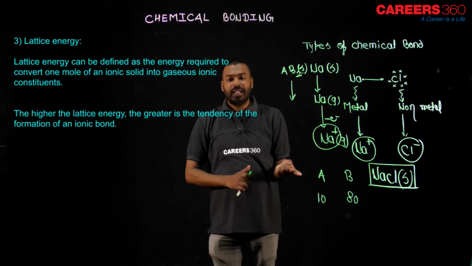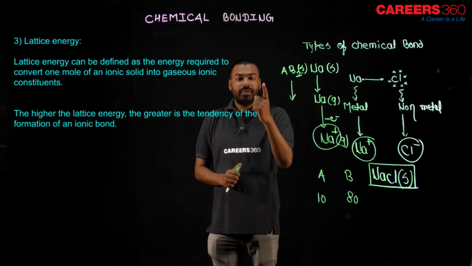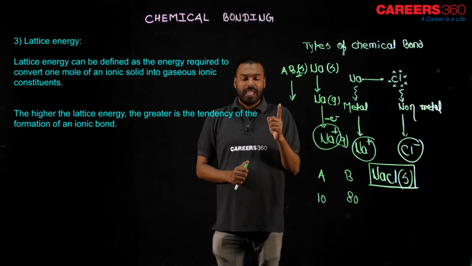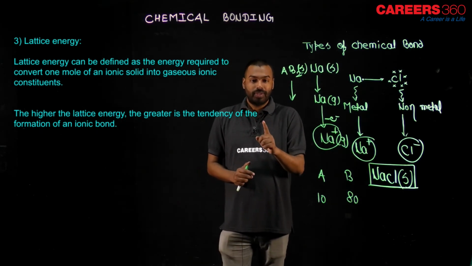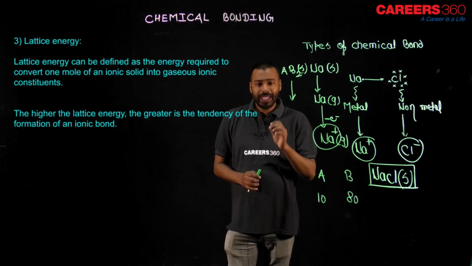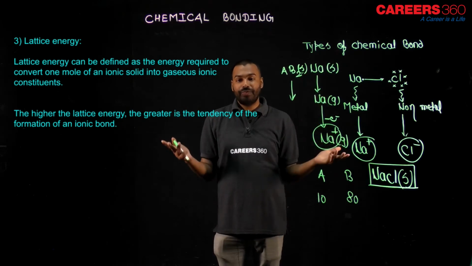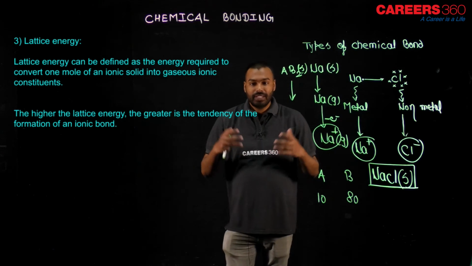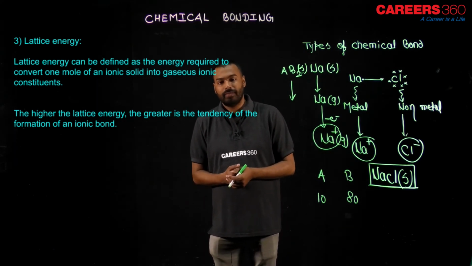So, if the lattice energy is higher, it is good for us. Any energy which is released by the system is very good. We should release more and more energy, and any energy which is absorbed by the system is not good. We should try to give as little energy as possible. So, if the lattice energy is very high, it is very good for the system, ionic bond formation will be much easier, and it is very stable. This is how lattice energy affects bonding.